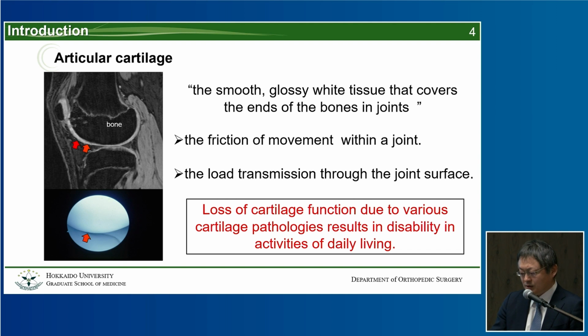Articular cartilage is a smooth, glossy white tissue that covers the ends of the bones in joints. This tissue reduces the friction of movement in the joint and transmits load through the joint surface. Therefore, loss of cartilage function due to various cartilage pathologies results in disability of our activities of daily living.